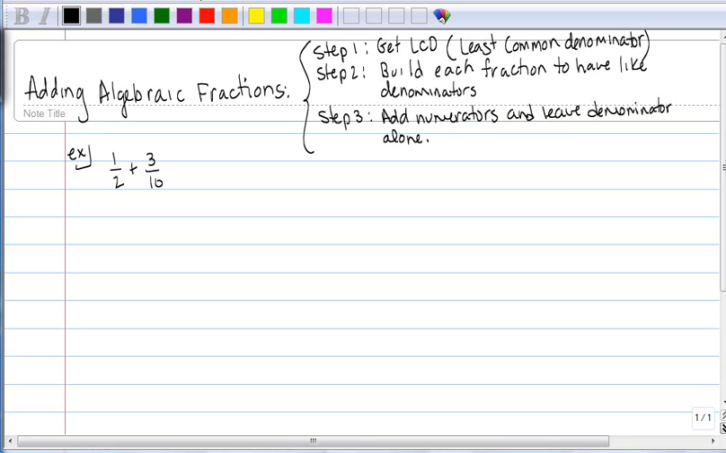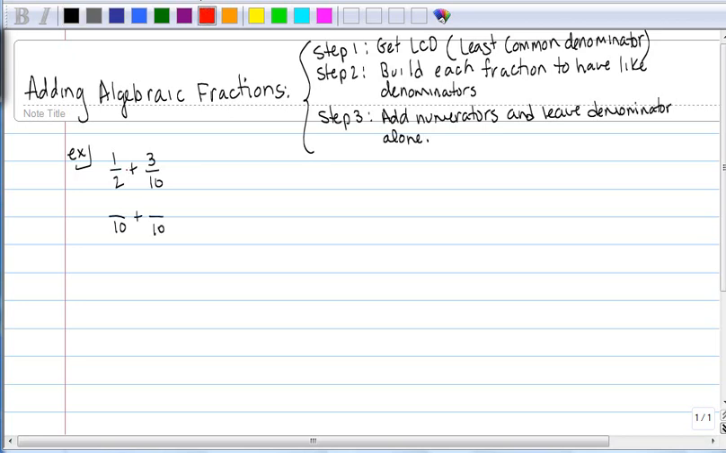Well, the denominators are not the same, and we've learned that you cannot add fractions with unlike denominators, just like you cannot add a variable or an algebraic expression with unlike terms. So what we're going to do is step 1, get an LCD, which is the least common denominator. So in this case, the LCD is 10, because you could say 20 is a common denominator, but 10 is called the least common denominator. So what I would like to do is build each fraction to have a denominator of 10.